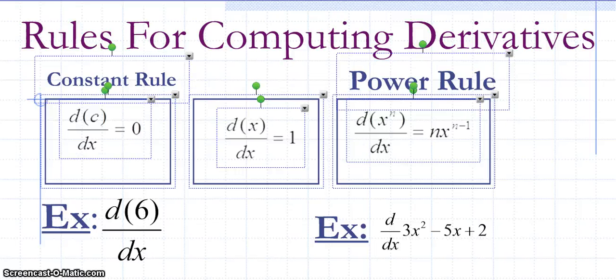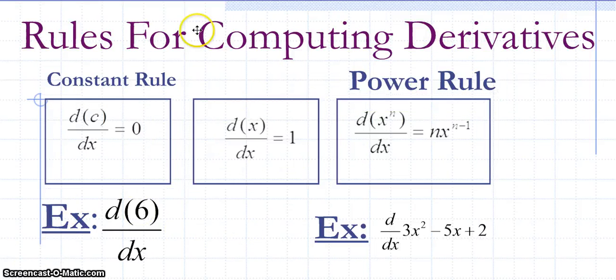Okay, so first is understanding or learning the constant rule and the power rule. Alright, the constant rule says that the derivative of any constant is always going to be 0. That makes things very easy. For example, the derivative of 6 with respect to x is 0. See how that worked? The derivative with respect to x of x is always going to be 1.